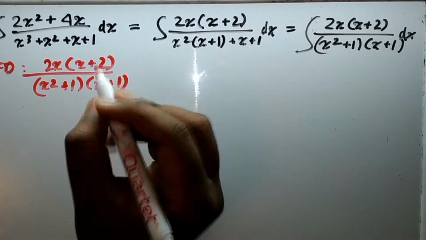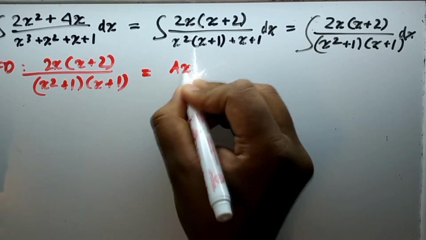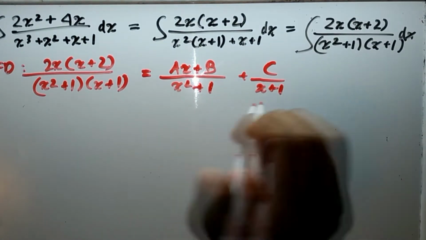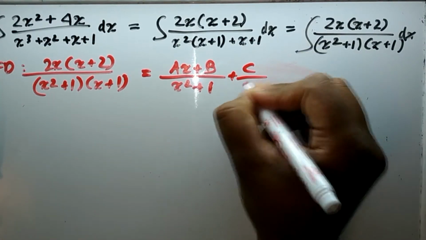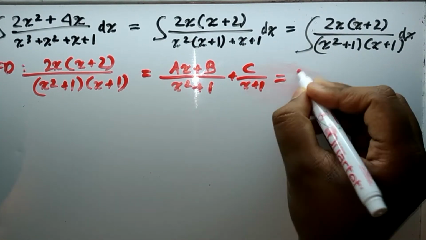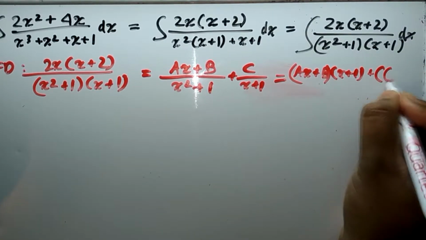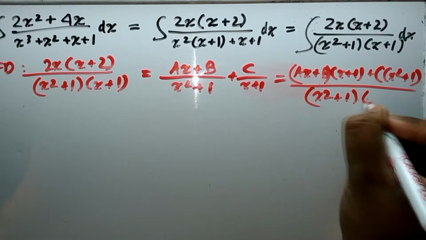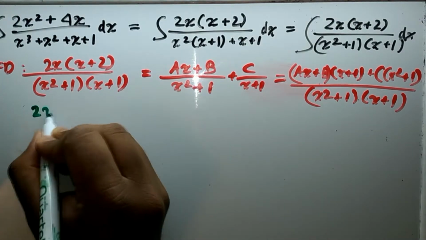So we have an x squared plus 1, so that's going to be an ax plus b over x squared plus 1. And then we have an x plus 1, so that's just going to be c over x plus 1. Just going to write it a little bit more compact. And then we can just use cross multiplication and make the denominators common. And then we can isolate for a, b, and c.